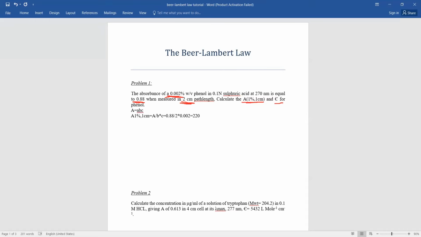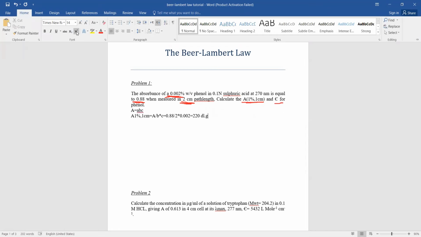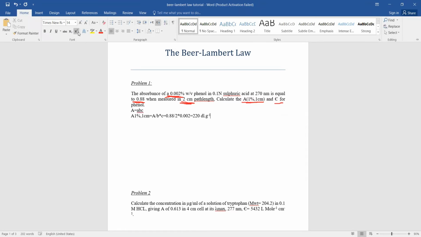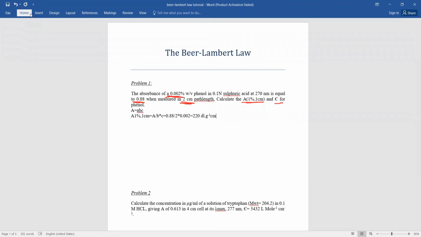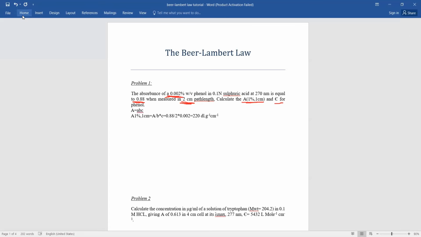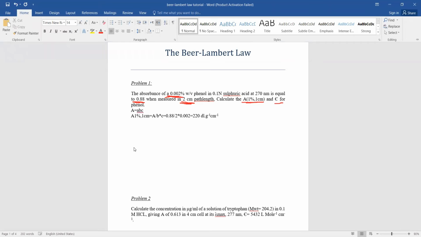Even if it's an in-between step, okay, we must write the rule and the unit. So the unit for the A1% 1 centimeter is deciliter gram^-1 centimeter^-1. Okay. So here we finished the first requirement.